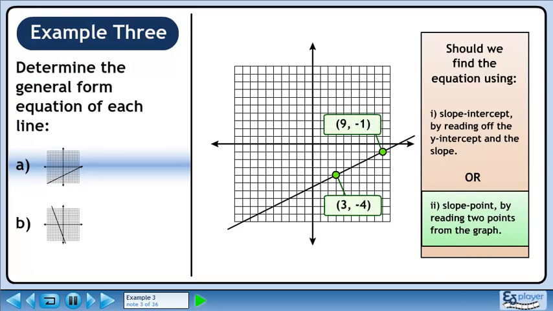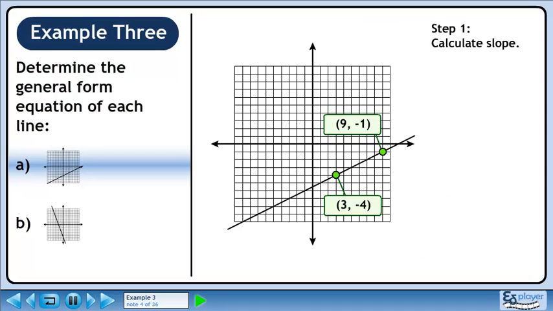We should use slope-point form since the y-intercept is not easily read from the graph. In this example, we'll use the points (3, -4) and (9, -1). The first step is to calculate the slope of the line. We can use the slope formula m equals y2 minus y1 over x2 minus x1.